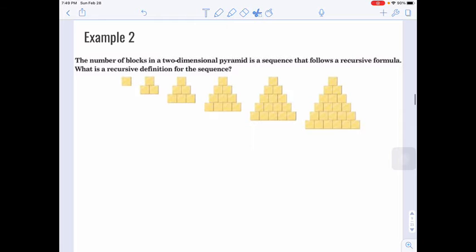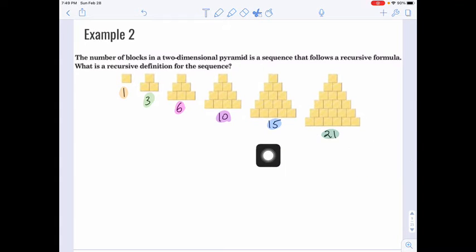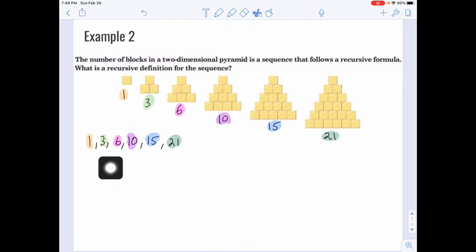Example 2 says the number of blocks in a two-dimensional pyramid is a sequence that follows a recursive formula. What is a recursive definition for the sequence? The first step to finding the recursive definition is to figure out the terms in the sequence. So for our first block, we have 1. Next, we have a pyramid of 3. Then we have 6, 10, 15, and 21. So this gives us the terms of our sequence.